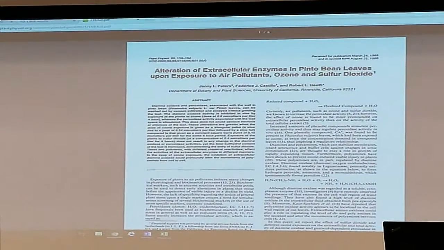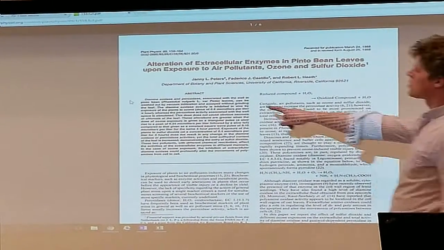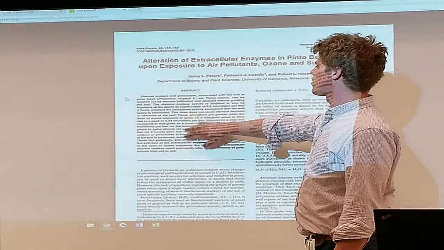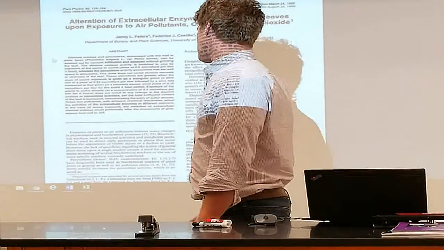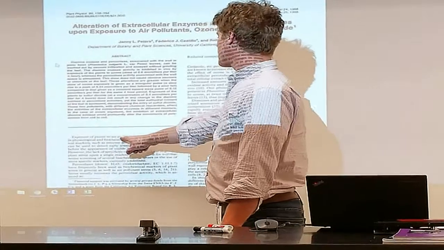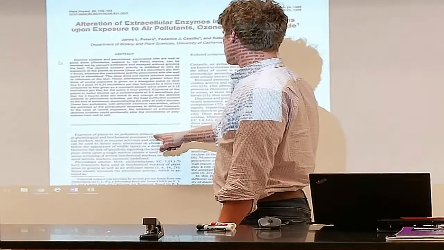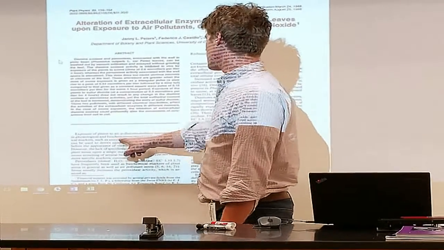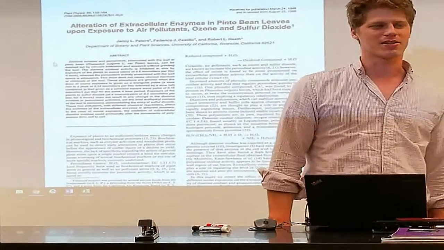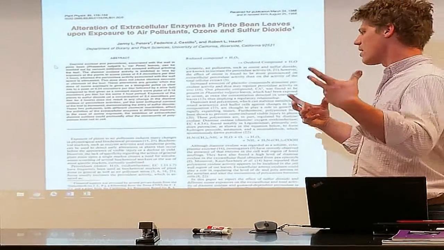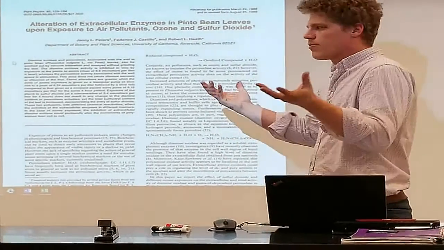So when you click on it, here it is. They've got an abstract for us. So this is just a summary. This is kind of what you're going to be writing. And then they go right into the introduction. The first thing that it says is exposure of plants to air pollutants induces many changes in physiological and biochemical processes. That wasn't so hard to understand, right? They're basically saying that the air pollution can change how plants are.